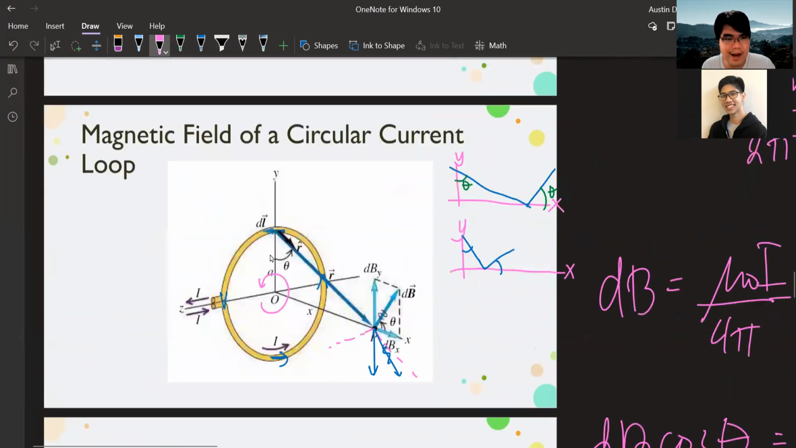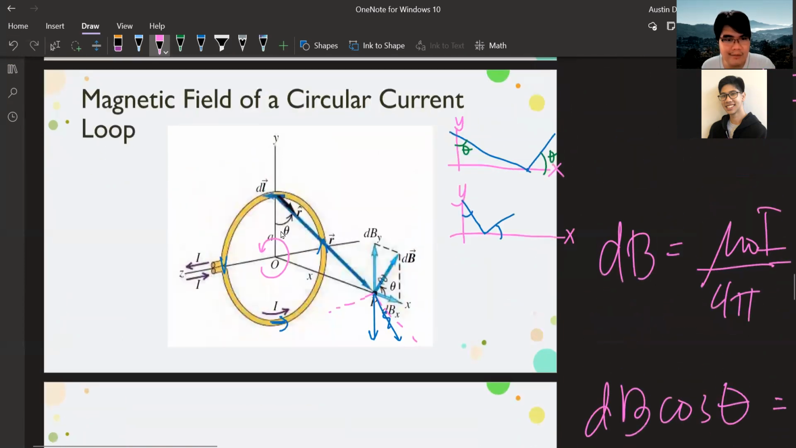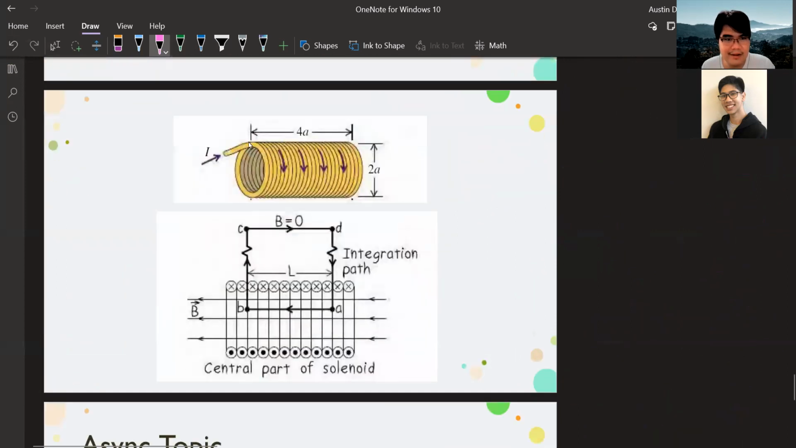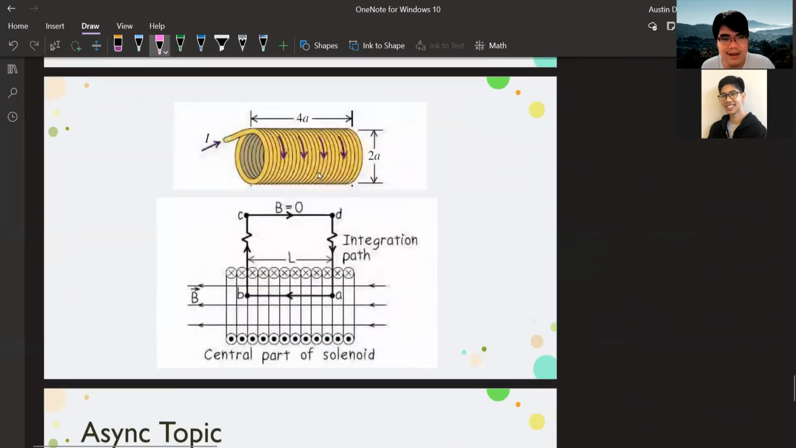Yung circular na loop, hindi natin kaya to kasi medyo magulo yung field nito. However, if we are to have multiple loops, such as this, solenoid ang tawag dito. So maraming loops. We can actually use Ampere's law for this, assuming that this guy is very long. And we're just interested in the field near its insides. So we're not interested in the magnetic field sa medyo edges niya kasi magulo yung magnetic field. So with this, ito yung inside view, central part.